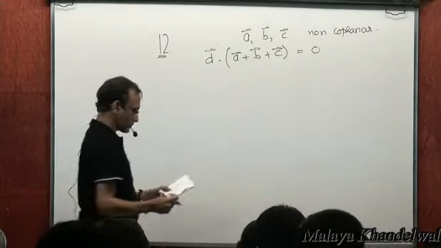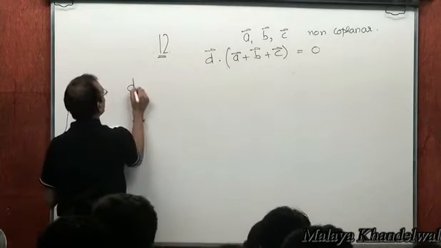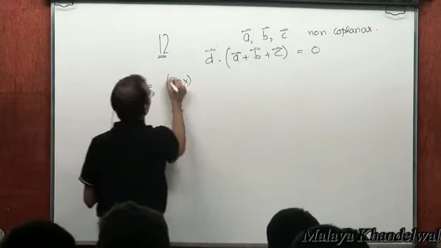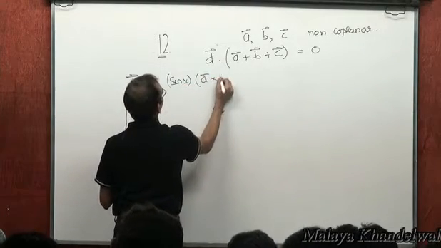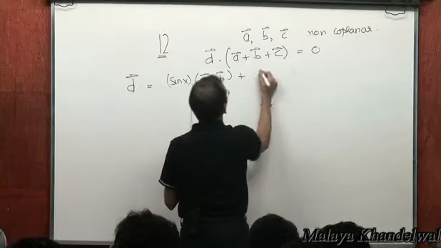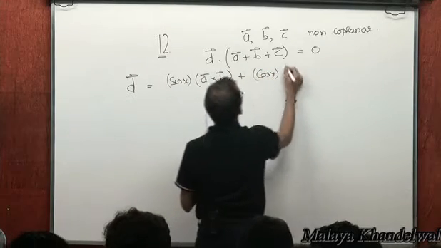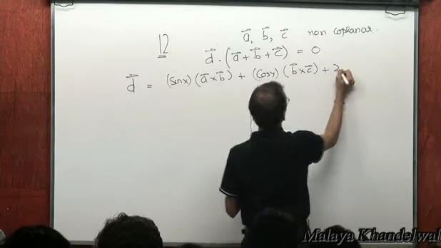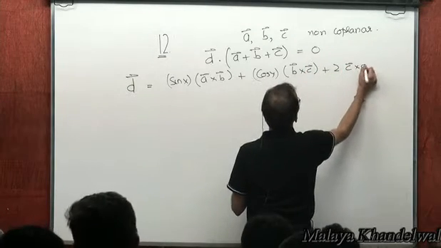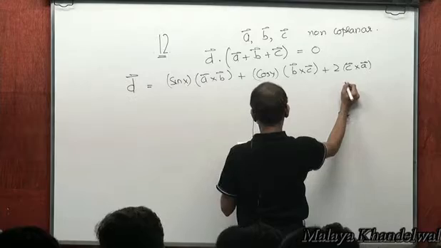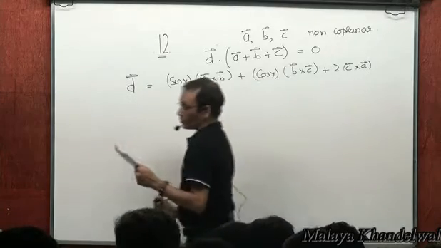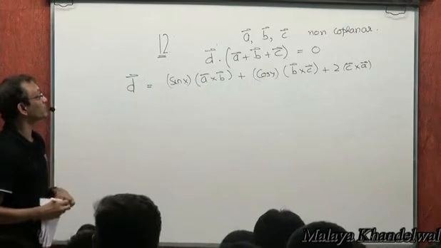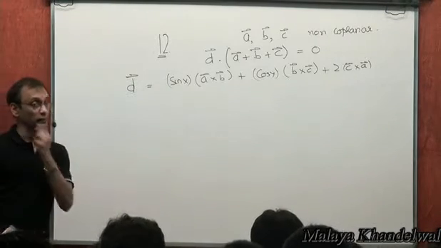Now, the vector D is given as sin x A cross B plus cos y B cross C plus twice C cross A. That's given. We want to find the minimum value of x squared plus y squared.